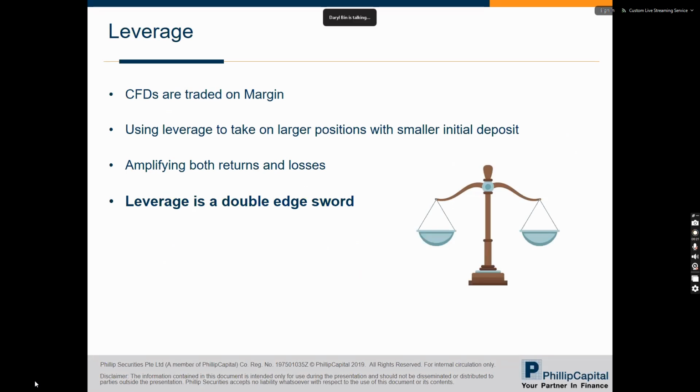So next is leverage. By now, we should already know that CFD is traded on margin. So using the power of leverage, we are able to take on larger positions using lesser initial deposits. With leverage, we can amplify our gains. However, leverage is a double-edged sword. We can also lose a lot more if the market goes against you. One reason why people use leverage is because we do not have a large amount of money to diversify our portfolio, or rather to gain exposure. So we tap into CFD to gain exposure.